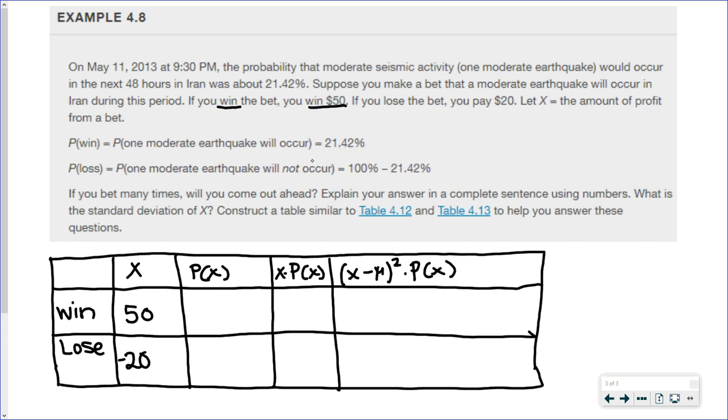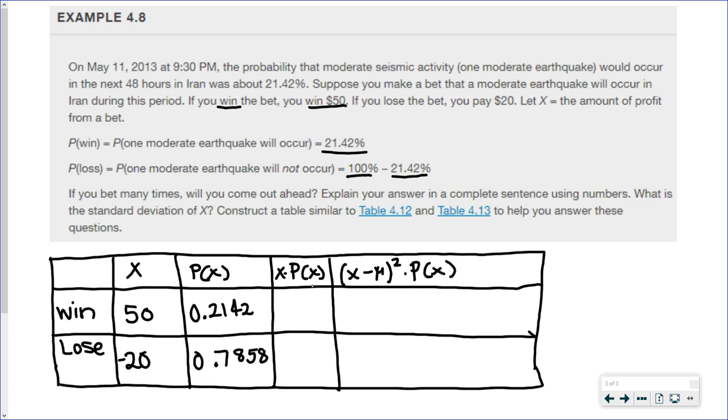P of x for a win is 21.42%. So we'll change this to a decimal, 0.2142. A loss, it doesn't tell us the loss, but we know that win and lose should add up to 100%. So that's how we found this: 100% minus 21.42, and that will give us our loss, which is 0.7858.